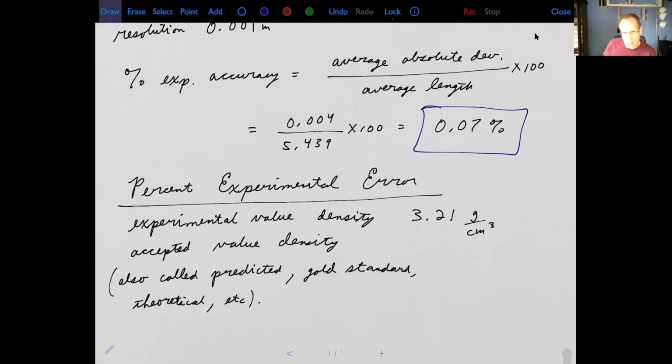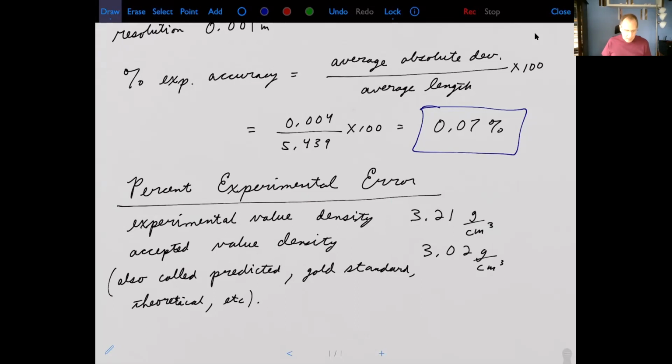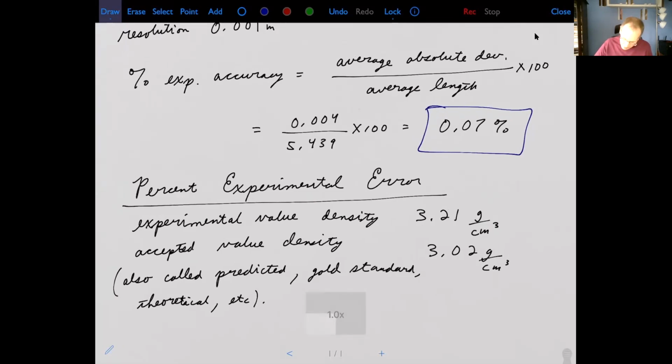We often use predicted as well. So let's say we looked this up in a handbook or on Google, and we found that the accepted value, the predicted value for that density of the metal was 3.02 grams per centimeter cubed. So the question is, how do I compute the percent experimental error? Well, remember what you have to do. I'm running out of room here. Let me do this on the next page.